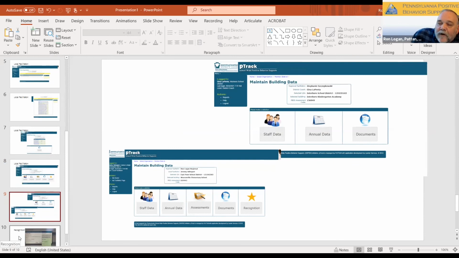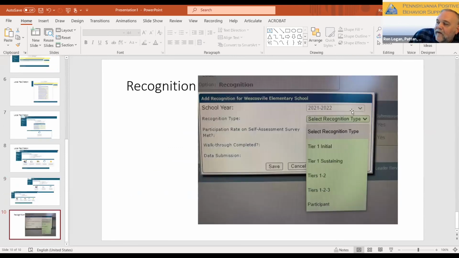We talked very briefly about applying for recognition. This is what the dropdown is going to look like. You're going to have tier 1 initial, tier 1 sustaining, tiers 1, 2, tiers 1, 2, 3, and then the participant level.